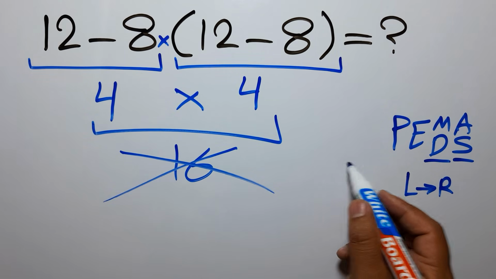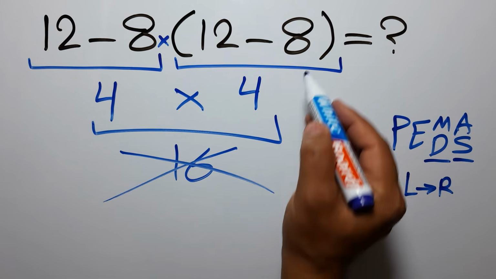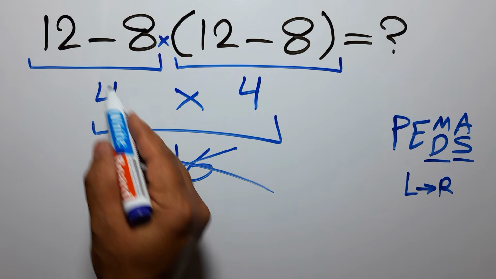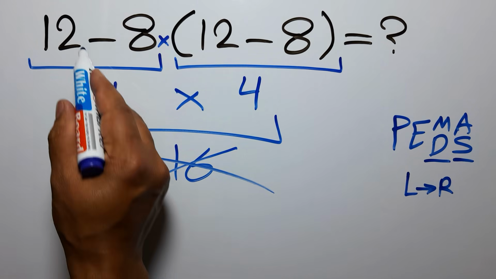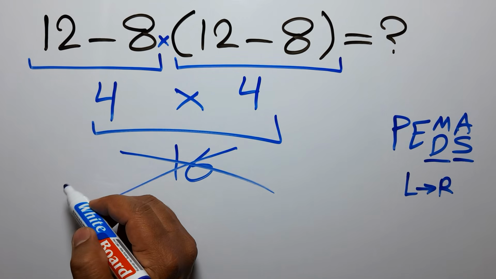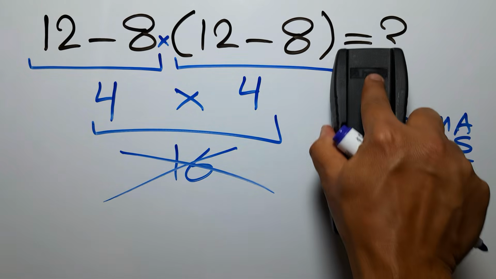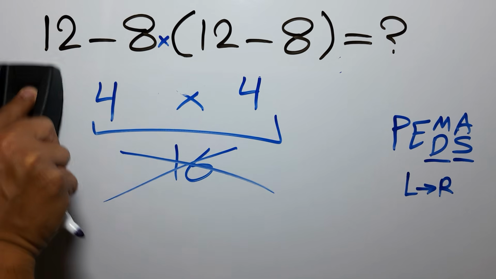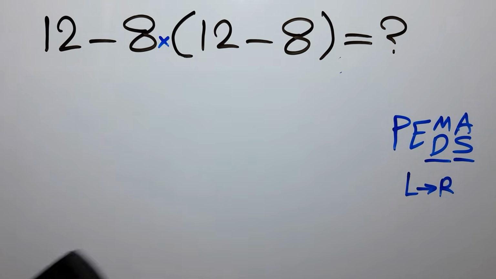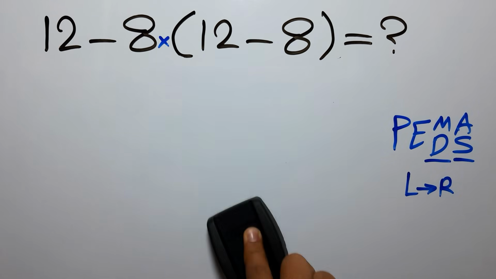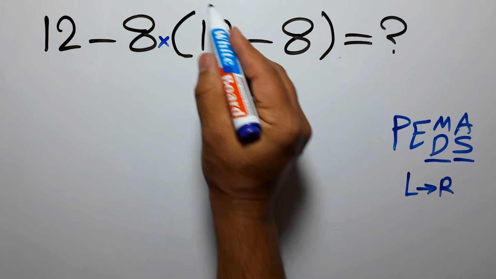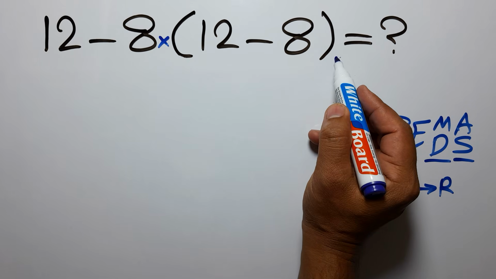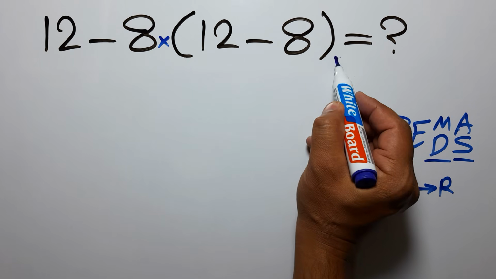Okay, so according to PEMDAS, first we have to do this parentheses, then this multiplication, and finally this subtraction. If we do this subtraction before this multiplication, it is wrong. So first we have to do this parentheses.